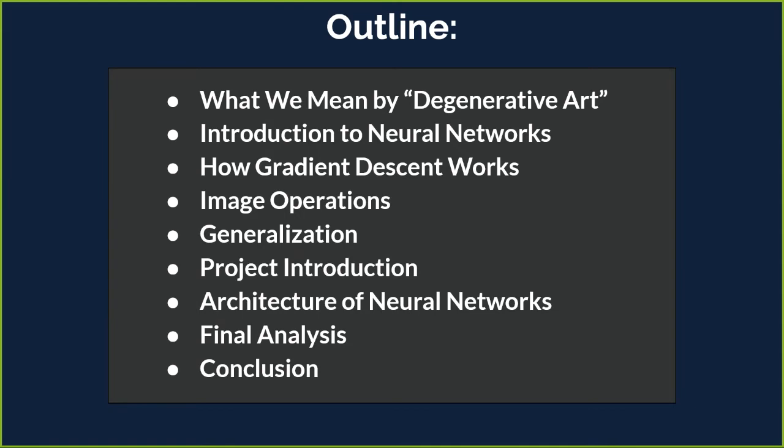A basic outline. We're just going to go over what we mean by degenerative art, as well as a short introduction to neural networks. We're going to explain how something called gradient descent works, which is an integral part of neural networks. Some basic image operations we can do with neural networks, as well as generalization as it applies to the topic of machine learning. We will introduce the music video project that spawned this entire lecture, as well as go over the architecture of the neural networks that were used in that project. We'll perform a final analysis of those neural networks and then draw some conclusions. And then we'll have a short question and answer session at the end, if anyone's curious about what methodology we used.